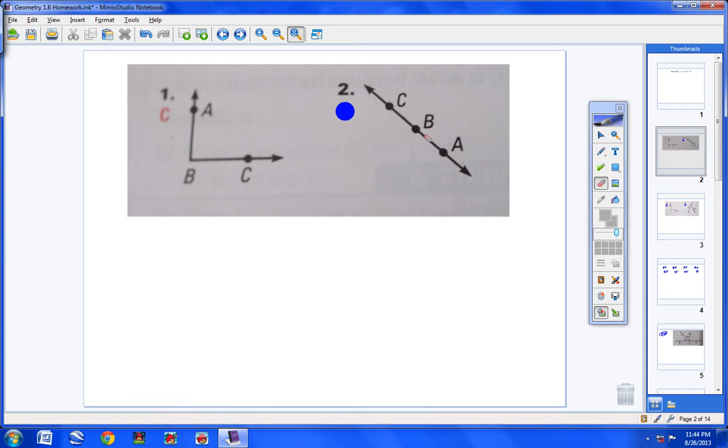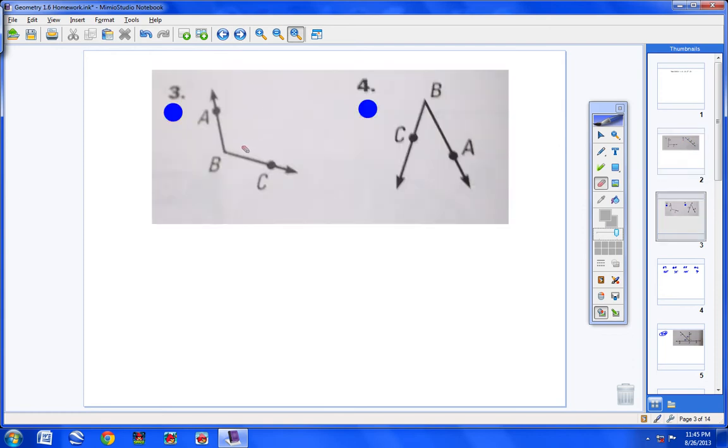Now take a look at number 2. Notice how we have a straight line. Here's the vertex right in the middle, and it goes this direction, and it goes this direction, and we call that a straight angle, okay? And so if you will look, that's letter D. Letter D is straight angle.